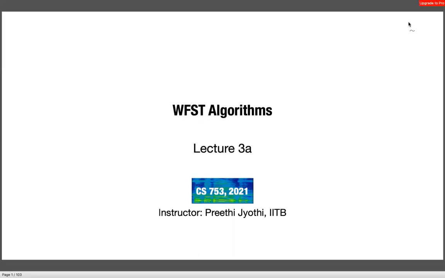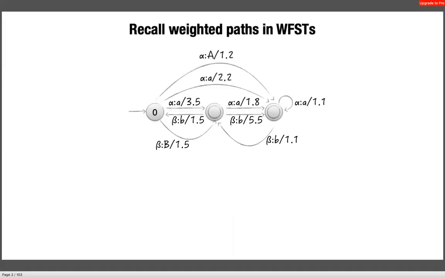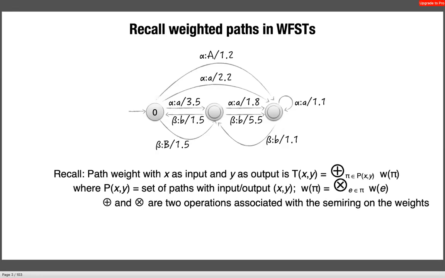In this lecture, we'll continue looking at WFST algorithms. So first, a quick recap from the last lecture on weighted paths in WFST. You can skip this and go directly to composition if you're comfortable with the material we covered in the last lecture. So we discussed this idea of associating semi-rings with the weights of an FST.